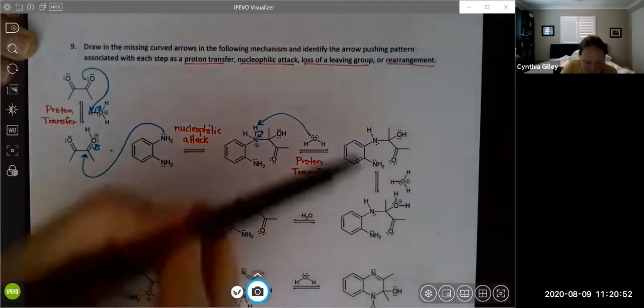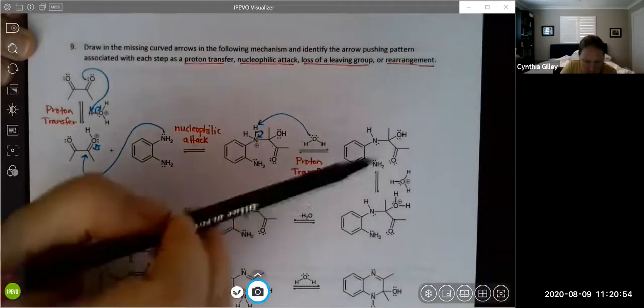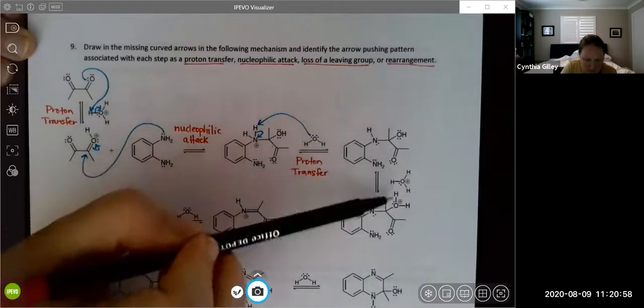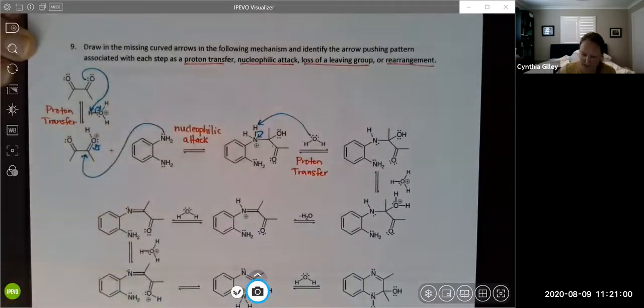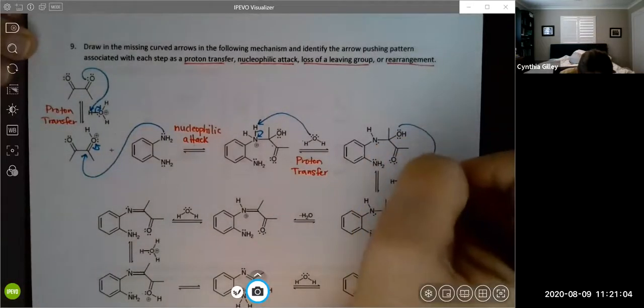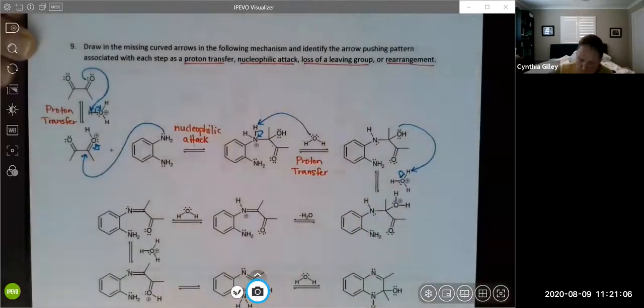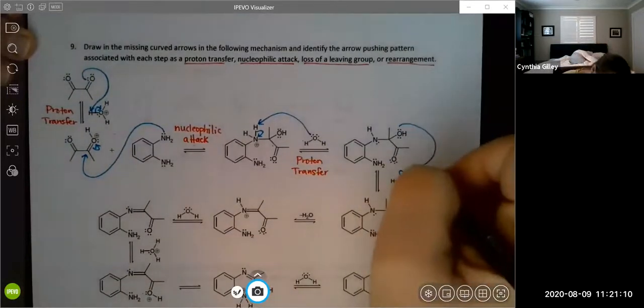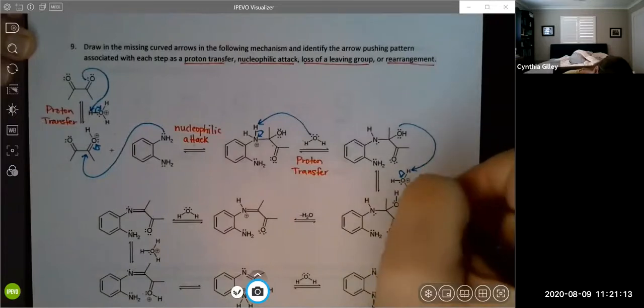So what's the difference between here and here? It looks like we are actually gaining a proton on this oxygen, whereas we only had one here, now we have two. So we're going to be doing another proton transfer. Okay, so I'm going to draw that in, proton transfer.